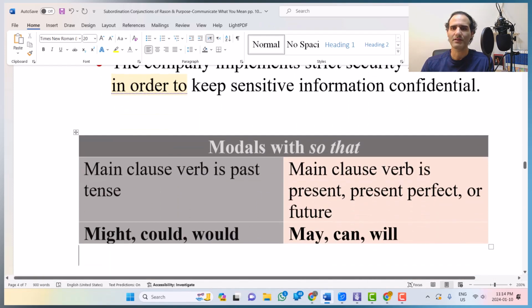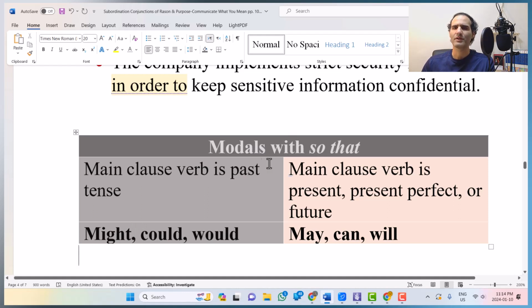Got it, my friends? Now, what is the story of the verb tense after so that? Why sometimes we have can, sometimes could, sometimes might? So, if the main clause verb is in present, present perfect, or future tense, use may, can, will after so that. If the main clause verb is in past, use might, could, or would.